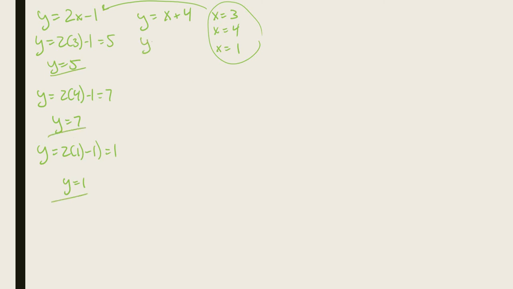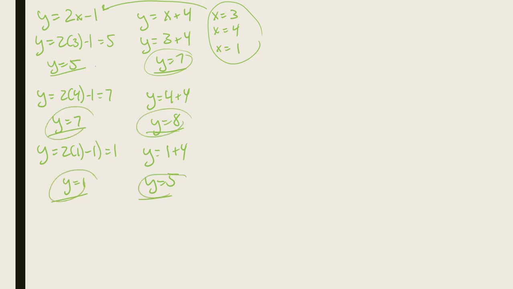So I used these three values in my first equation and found three y values. If I do the same thing in this equation, y equals 3 plus 4, so y equals 7. Y equals 4 plus 4, so y equals 8. And y equals 1 plus 4, so y equals 5. So I've got 6 different y values that came from 2 different equations by plugging in 3 different x values to each equation. And I have to take some time to go back and think about how these things match up to each other.